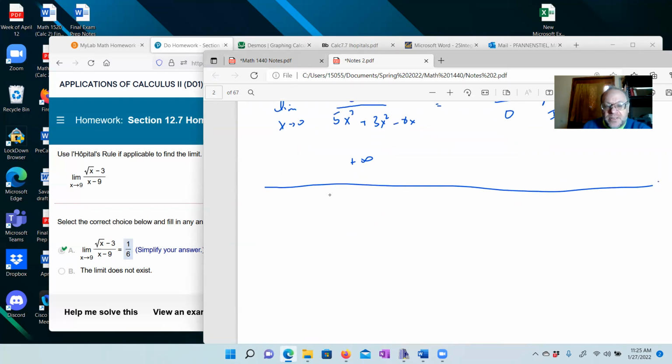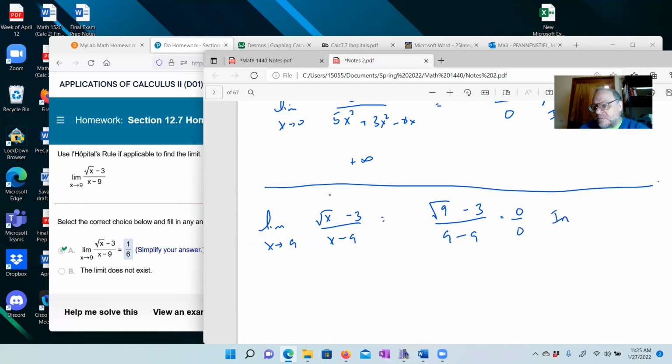This is the limit as x approaches 9 of root x minus 3 over x minus 9. If I try to plug in 9, we get the square root of 9 minus 3, and we have 9 minus 9. Hey, what do you know? We end up with 0 over 0. That is an indeterminate form.